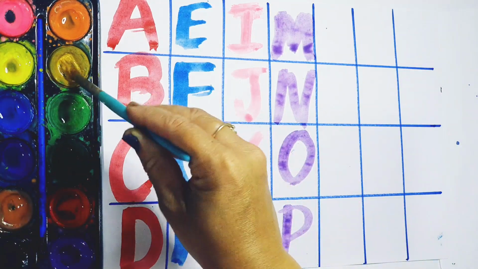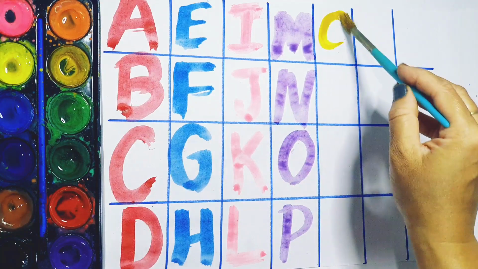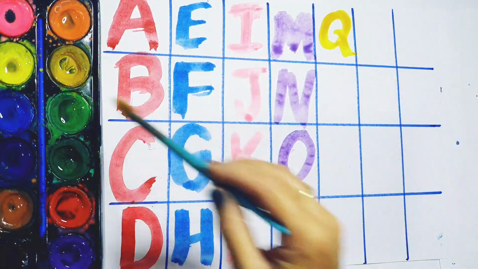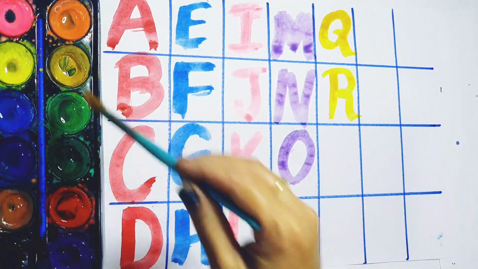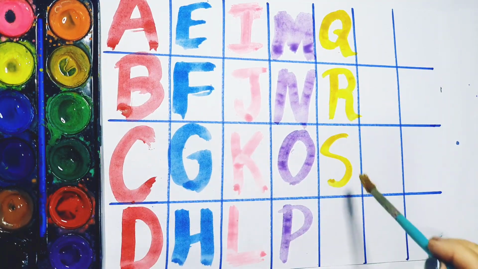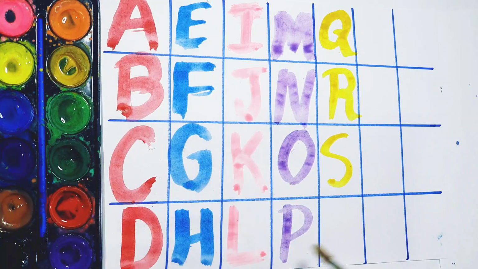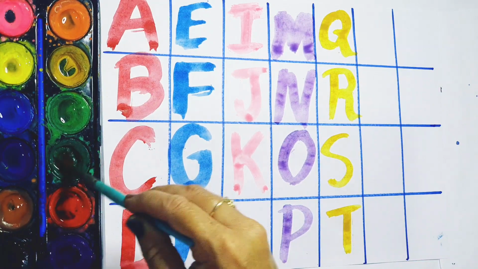Yellow color. Q for queen. R for ring. S for star. T for tomato.